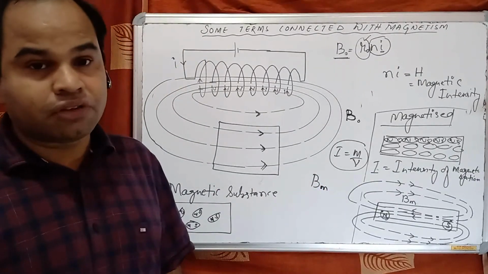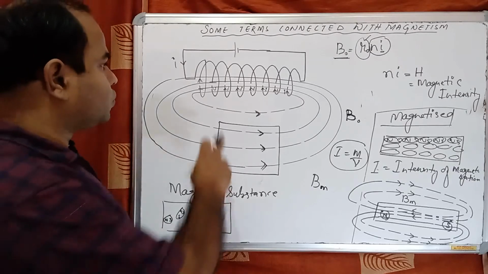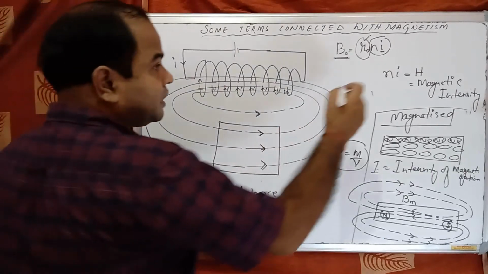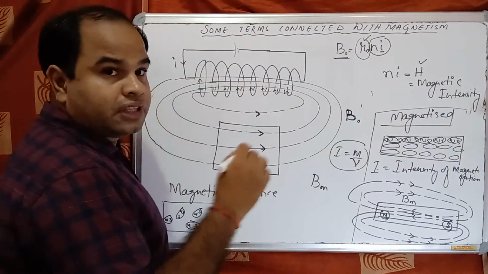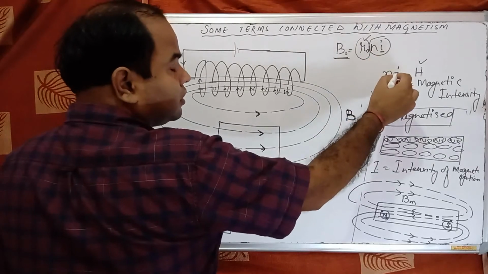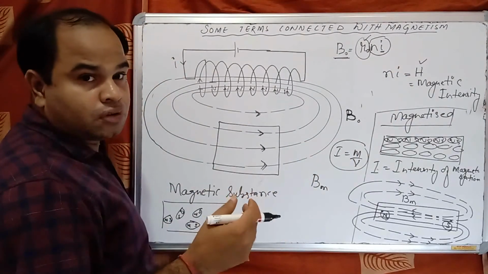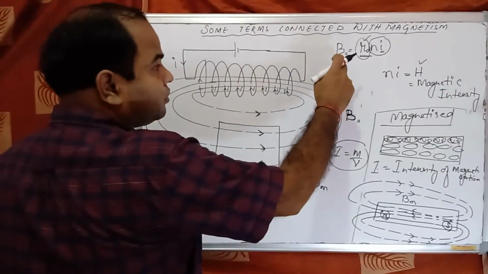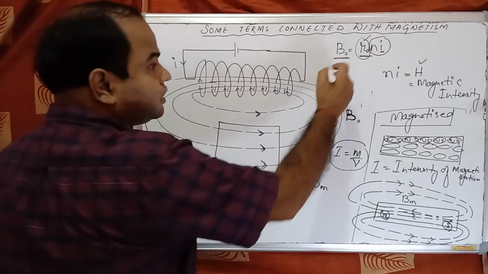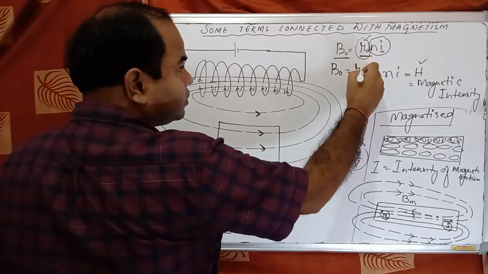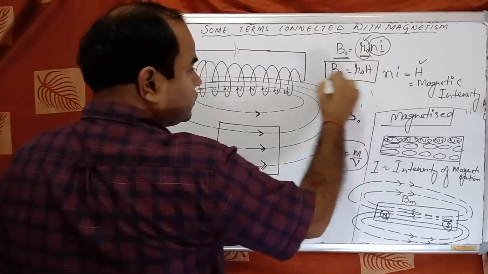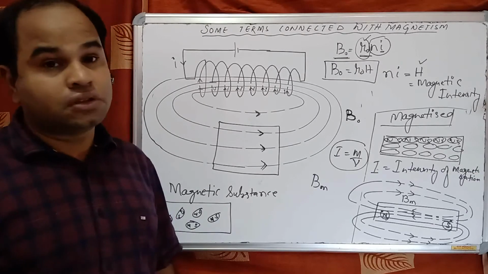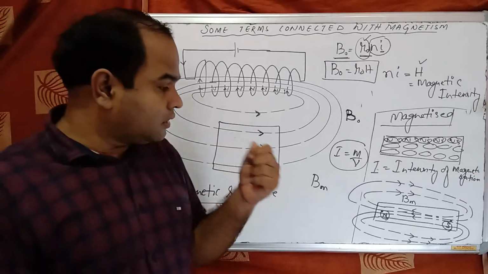And what is its value? Here we have a solenoid, and the current flows through the solenoid. The current produces magnetic field lines. When the magnetic field lines come out of the solenoid, they move through the medium, the air medium. So there is a magnetic field strength, that is mu into H. That is the magnetic field strength produced by a solenoid.